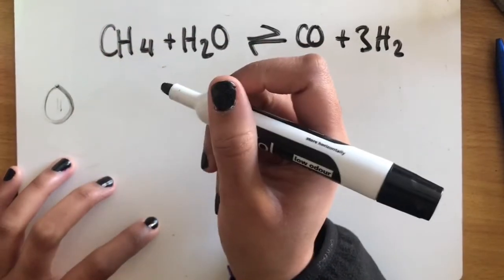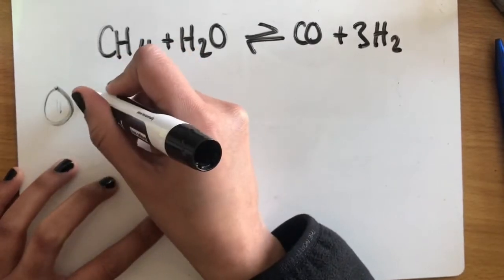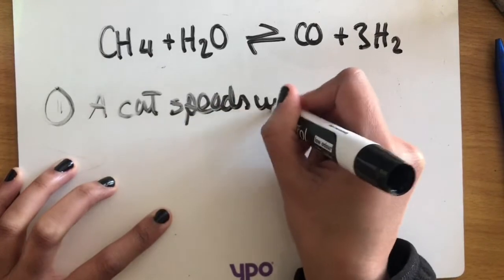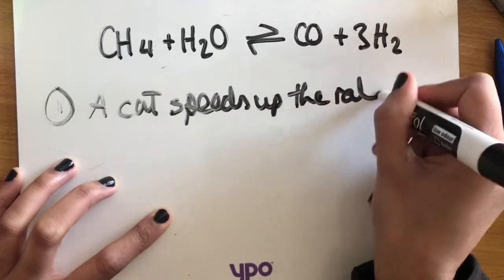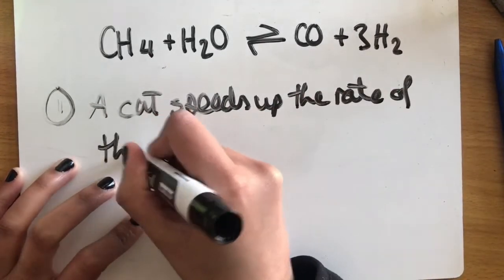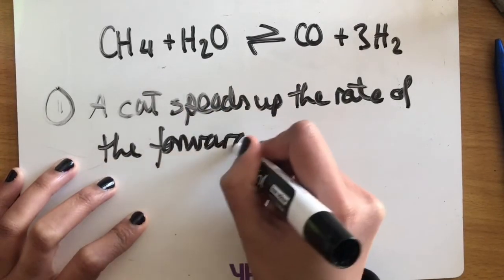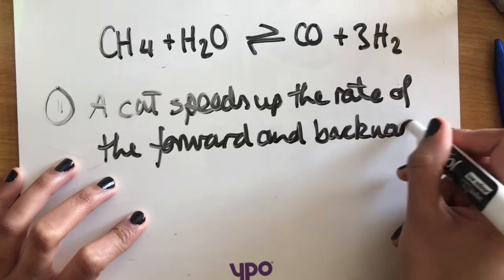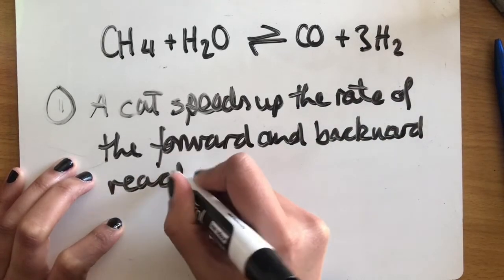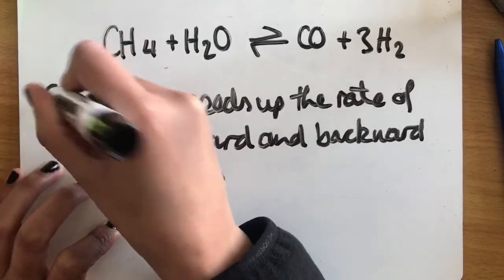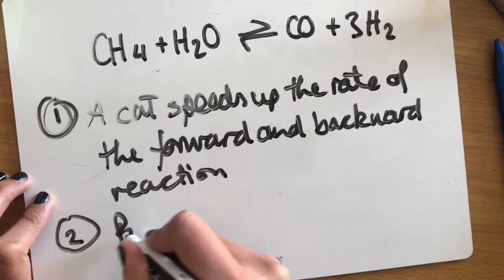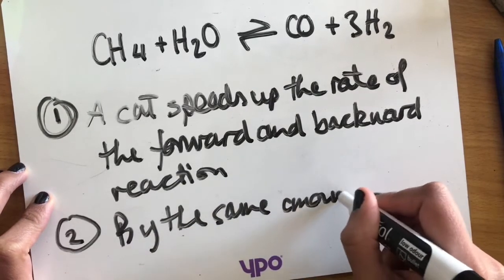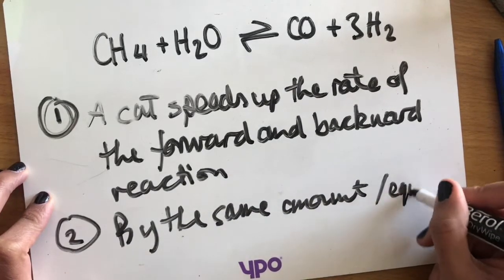So mark 1, a catalyst speeds up the rate of the forward and backward reaction. Mark 2, by the same amount or equally.